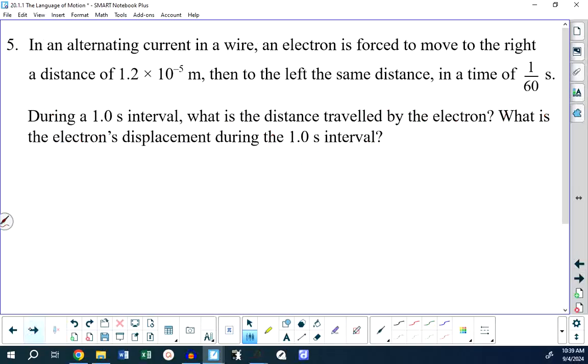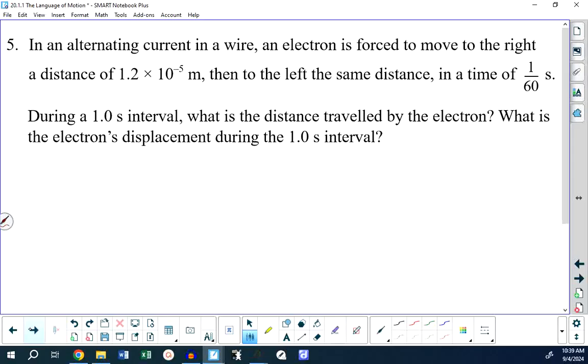All right. Number 5, in an alternating current in a wire. So when you plug something into an outlet, there's electricity that happens, and electricity is a flow of charge. The flow of electrons in things that you plug into a wall outlet is different than the flow of electrons in things like a flashlight battery.